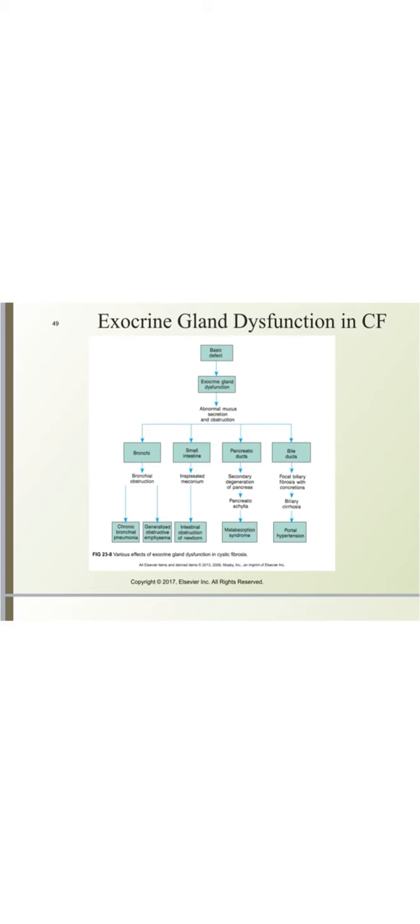So some things that can affect their exocrine glands become obstructed with this mucus, and then you can have some bronchial issues, so pneumonia and emphysema-like issues, GI blockages, malabsorption issues, and portal hypertension. So they can have a lot of issues with CF.